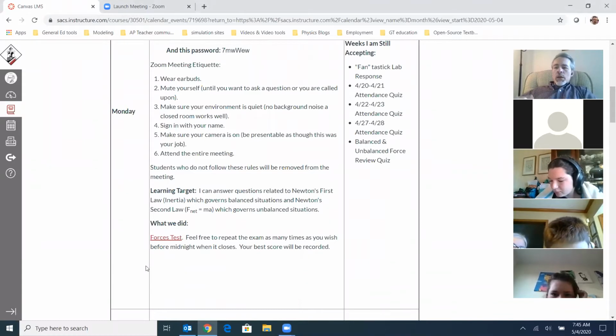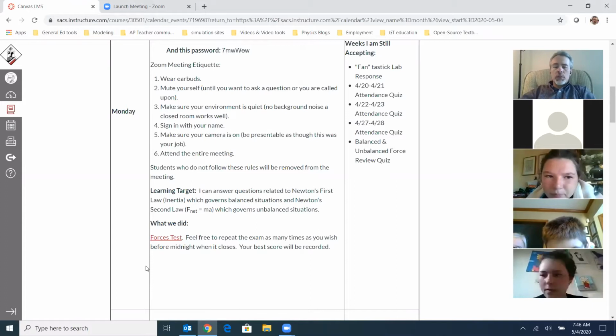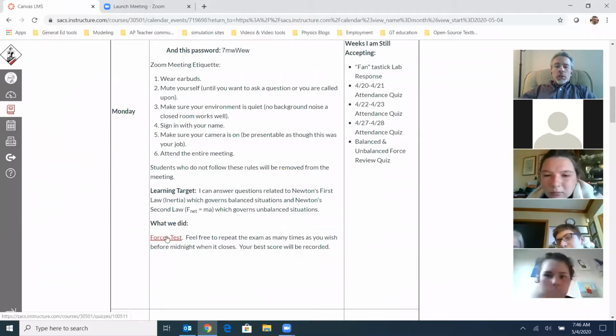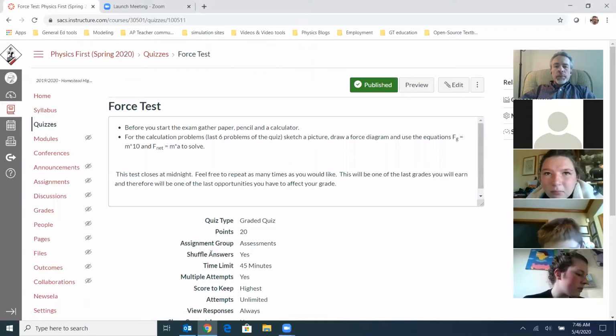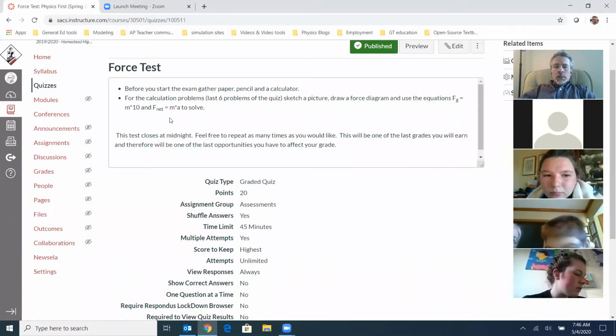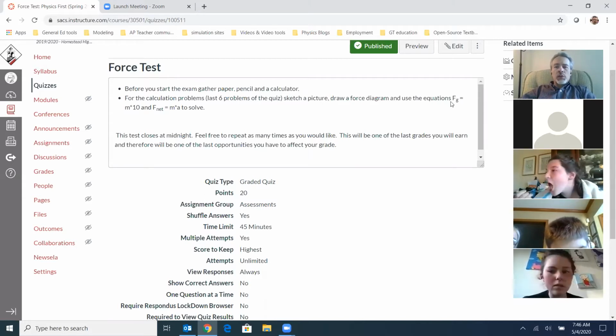It's really important that you have some paper in front of you right now. That way you can draw force diagrams, sketch pictures, and a calculator. If you don't have that stuff, could you please get it? And of course, a pencil or a pen. Then you're going to click on this thing. It says force test. There's 20 questions. And again, right up here, I tell you, you need to have some paper, a pencil, a calculator. You're going to be drawing force diagrams and sketches, and for the last 6 problems, you might have to use equations like Fg equals m times 10 and F net equals ma. So you might want to write those down too.